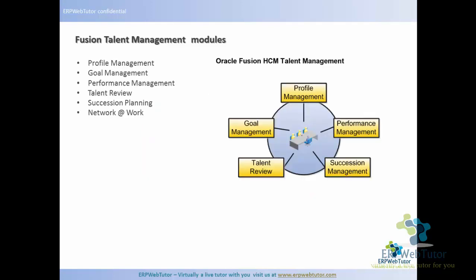Now, let's talk about the different modules that are included in Fusion Talent Management. So you have profile management, goal management, performance management, talent review, succession planning, and network at work. We will cover each of these topics in the following slides in a little bit more detail. Before we go into each and every module in further depth, where we actually show the different configurations, we're going to talk at a high level, giving you an overview of what each module does and what it is used for.